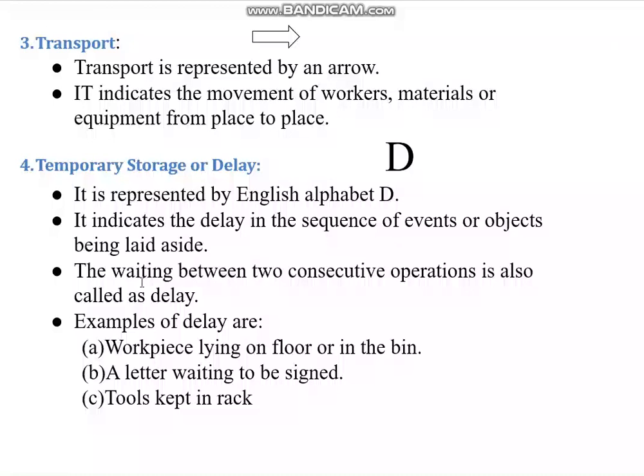Suppose your raw material is waiting between two consecutive operations. The example here is given: the workpiece is lying on the floor or in the bin. Why? Because when the second machine is free, then that workpiece will be taken onto the machine. Till that time it has to wait. So that is a temporary storage.